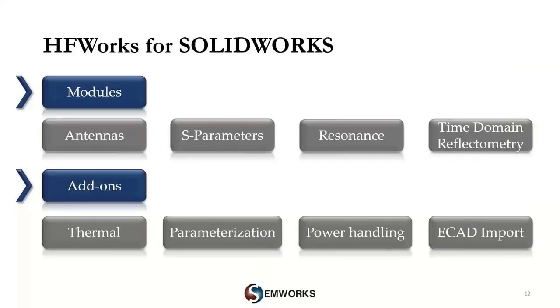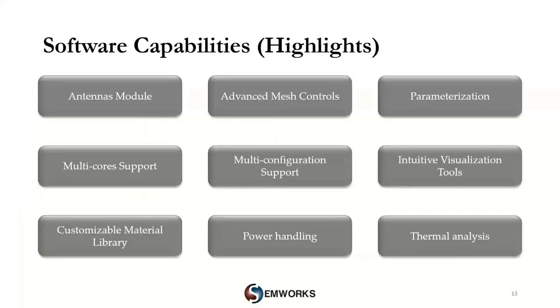To refresh our memory, let us take a quick overview on HFWorks modules and add-ons. HFWorks software offers four modules: antennas, S-parameters, resonance, and time domain reflectometry. In addition, we offer various additional features like thermal analysis, parameterization, and capabilities such as ECAD import and power handling. To get information on the software pricing, you can connect with me after this webinar.